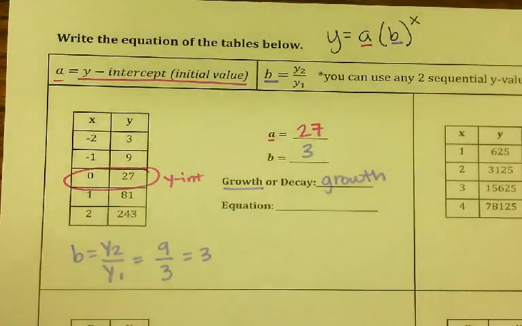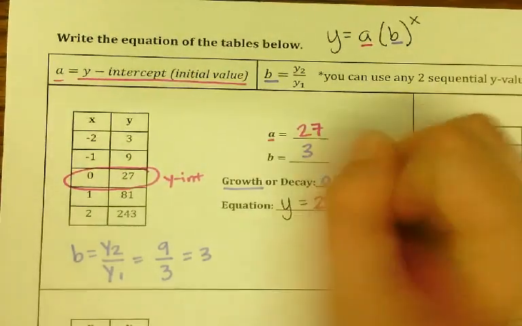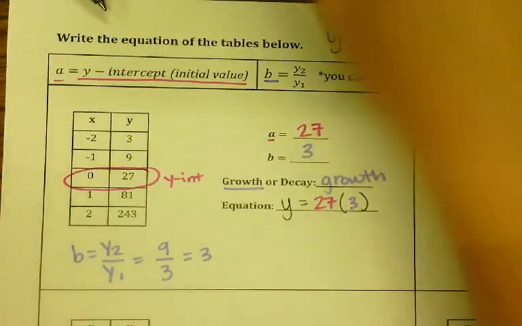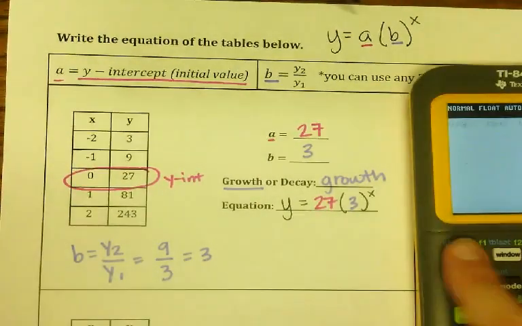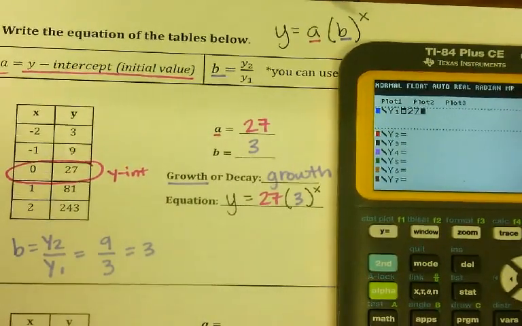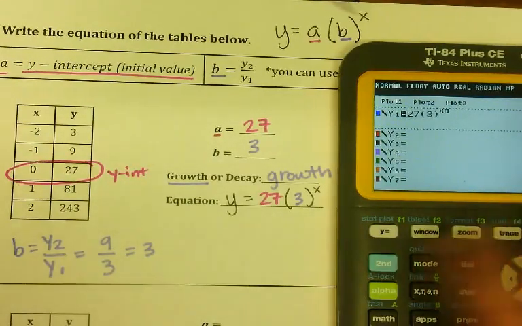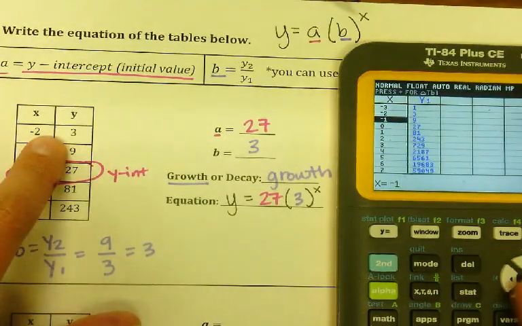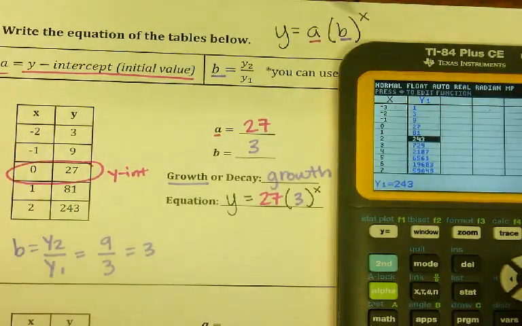We are growing. So, guys, we can say y is equal to 27 times 3 to the x power. So, guys, this would be my equation right here. And I highly, highly recommend what I would do next is I would go ahead and type in the equation that you came up with, y equals 27 times 3 to the x, and check your table and make sure they actually match here. 3, 9, 27, 81, 243.